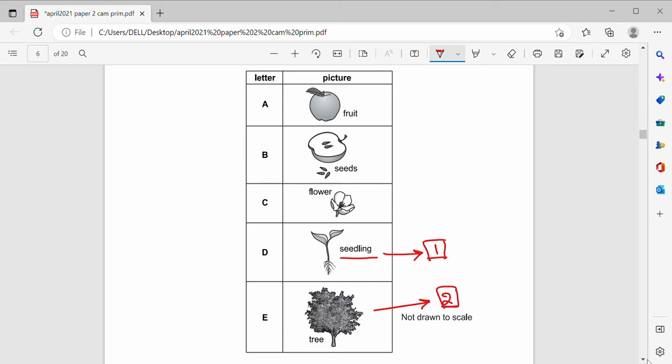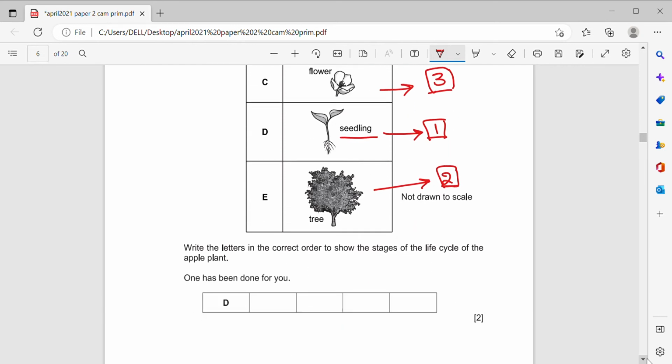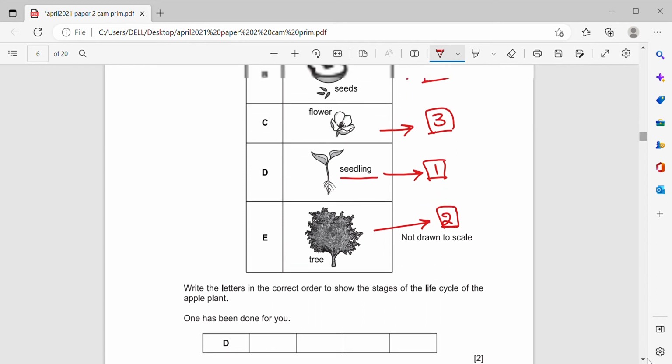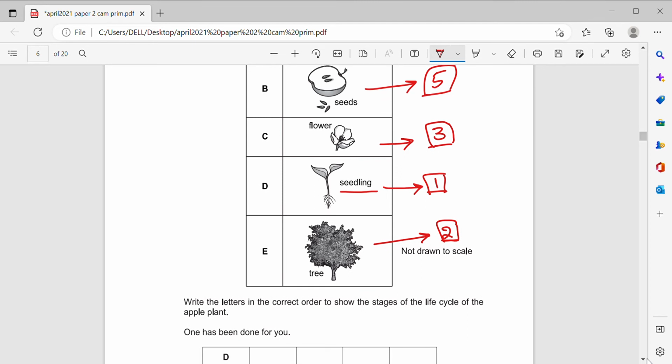After the tree, what do I get? We get the flowers. The flower makes the fruit. Then the fruit gives the seeds and so on. So this is the correct order. Write the letters in the correct order to show the stages of the life cycle of the apple plant. One has been done for you, this is number 1.